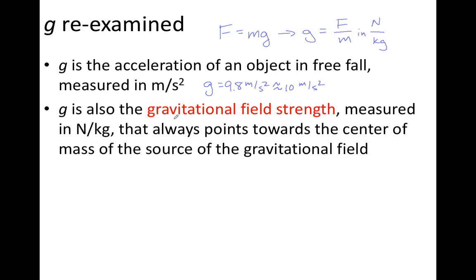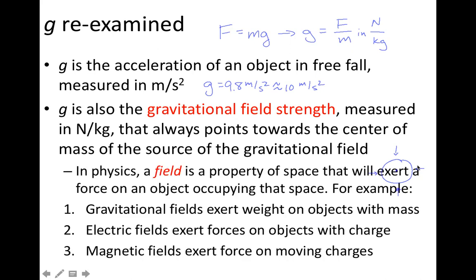And the gravitational field can be expressed as lowercase g, because it turns out that these are the same two things. And the gravitational field always points towards the center of mass for the source of a gravitational field. So when we're talking about a spherical object, g is always going to point towards the center of the object. And if we're occupying the surface of a spherical planet, we're going to experience that gravitational field as down.